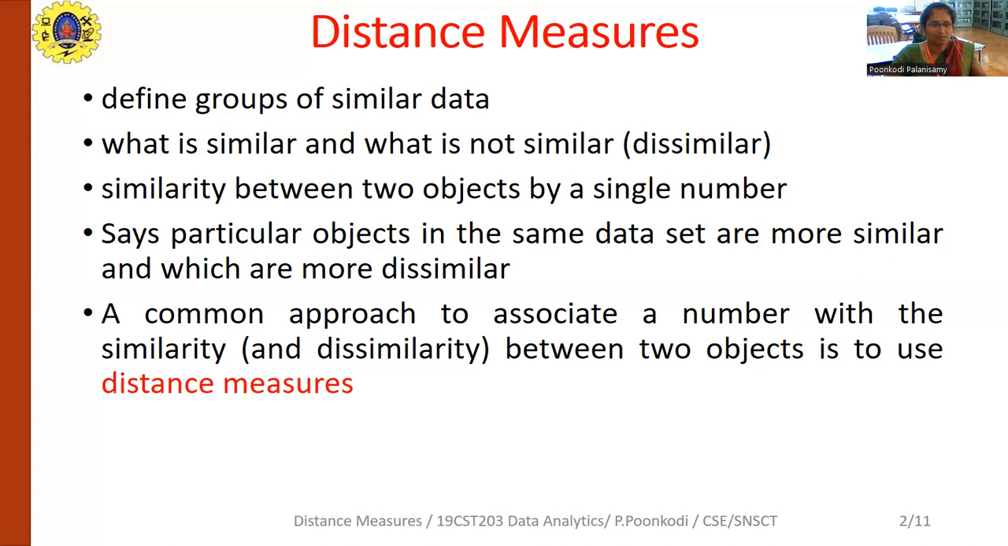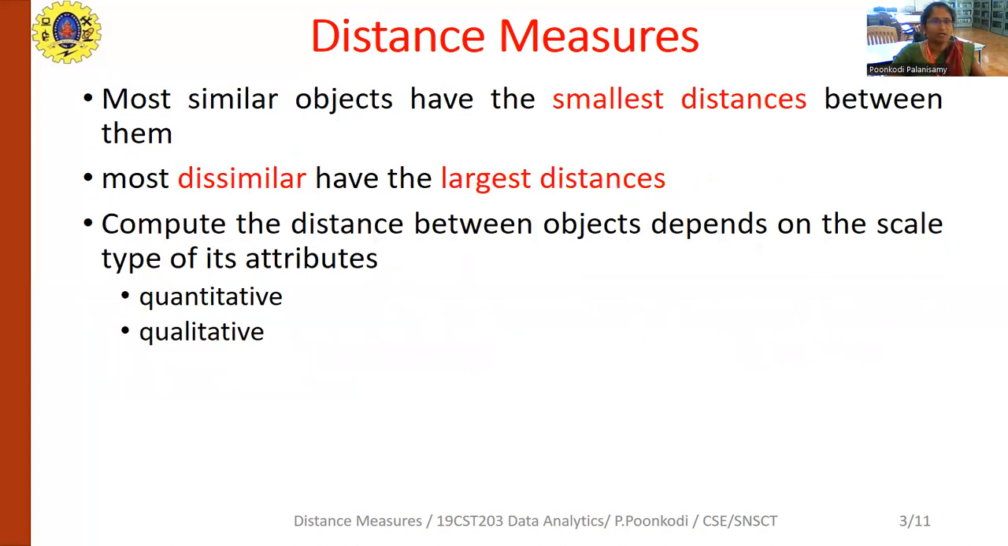Distance measures are basically for identifying the similarity and dissimilarity in your data sets. The most similar objects will have the smallest distance between them. If you consider two objects, the distance between them will be very minimal. If two objects are dissimilar, they will have the largest distance.